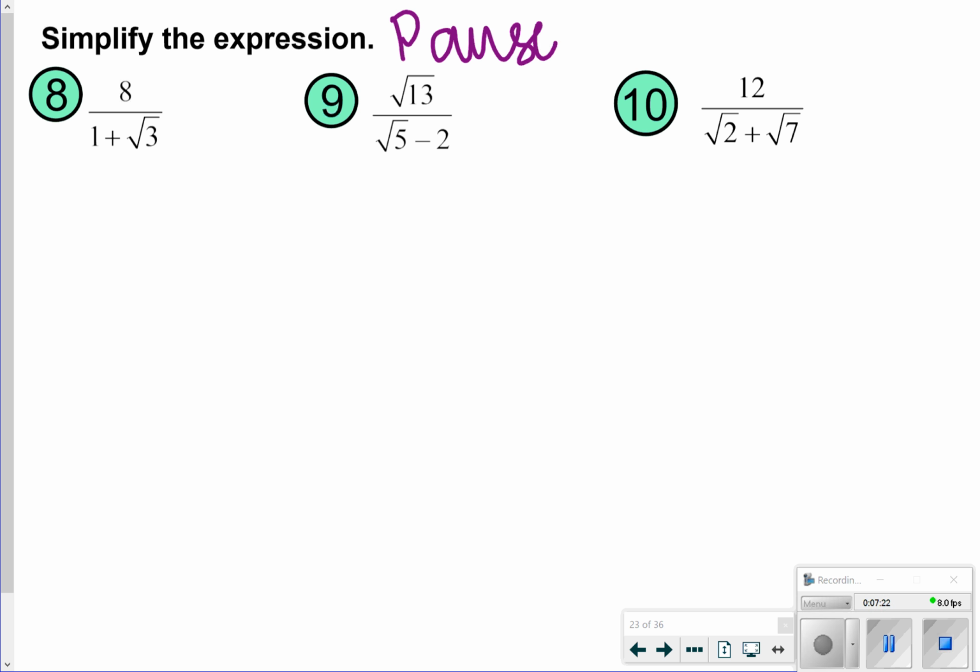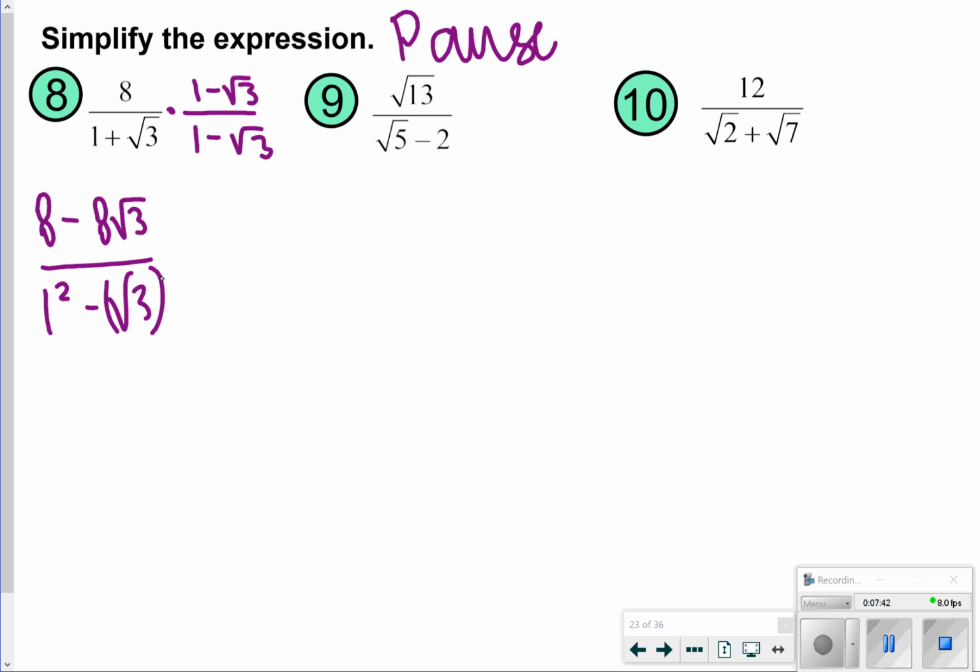Alright, so for number 8, I multiplied both the top and the bottom by 1 minus the square root of 3. Okay, that would give me on the top 8 minus 8 times the square root of 3 over 1 times 1 is 1 squared minus the square root of 3 squared. Okay, that's going to give me on the top 8 minus 8 square root of 3, and on the bottom it would give me 1 minus 3.